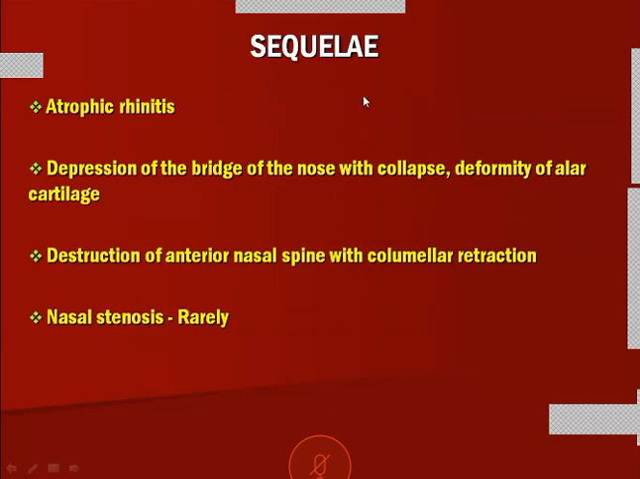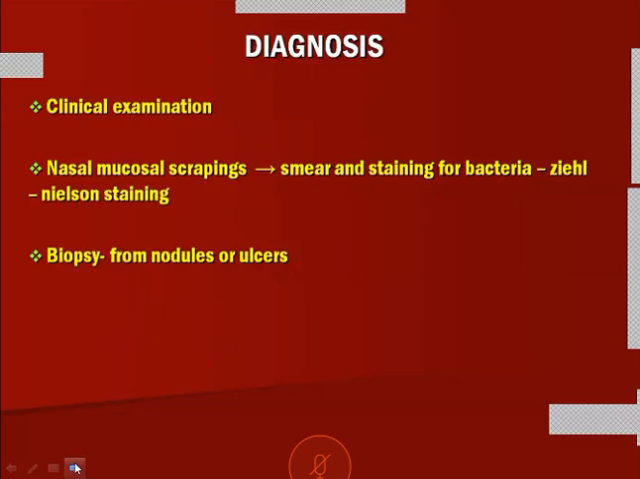So what will happen? The sequelae of leprosy may lead to atrophy of the nasal mucosa, depression of the bridge of the nose with collapse, deformity of the alar region and the alar cartilages, alar retraction, then destruction of the anterior nasal spine with columellar retraction, and then collapse of the nasal bridge. Very rarely, stenosis can take place.